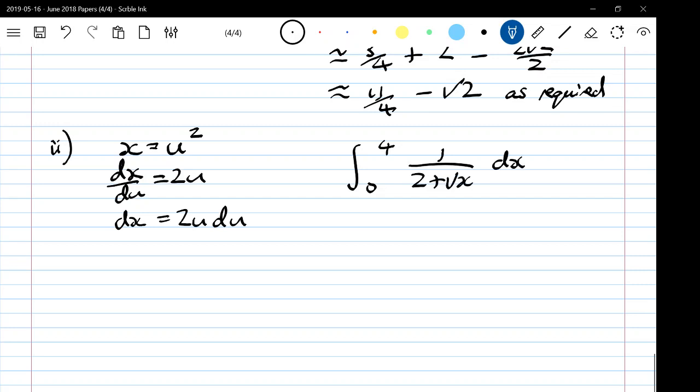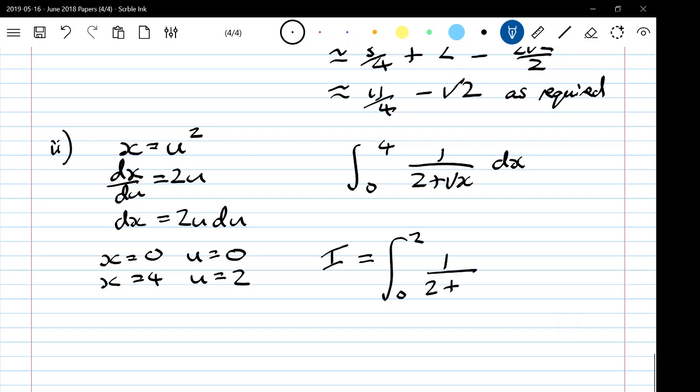We need to change the limits as well as changing the variable. So if x equals 0, u equals 0. If x equals 4, u must be 2, because 2 squared gives us 4. So the integral becomes the integral from 0 to 2 of 1 over 2 plus u, because root x is u, and dx becomes 2u du.